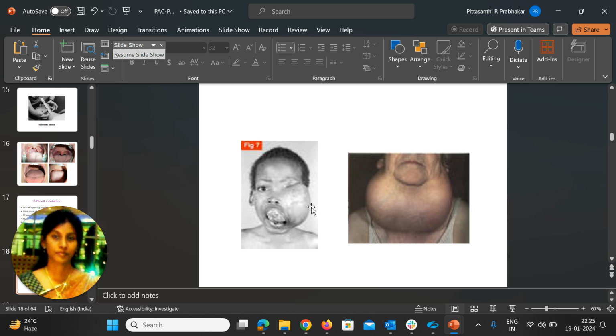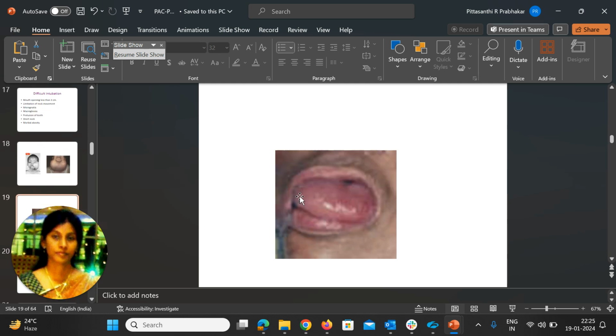In this picture, the mandible area is covered and the oral cavity is fully covered with carcinomatous growth. And here the whole mouth is covered with carcinomatous growth.